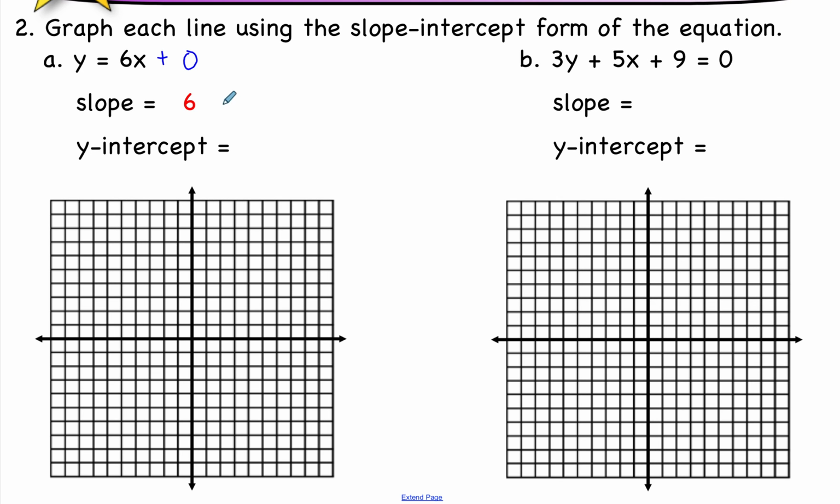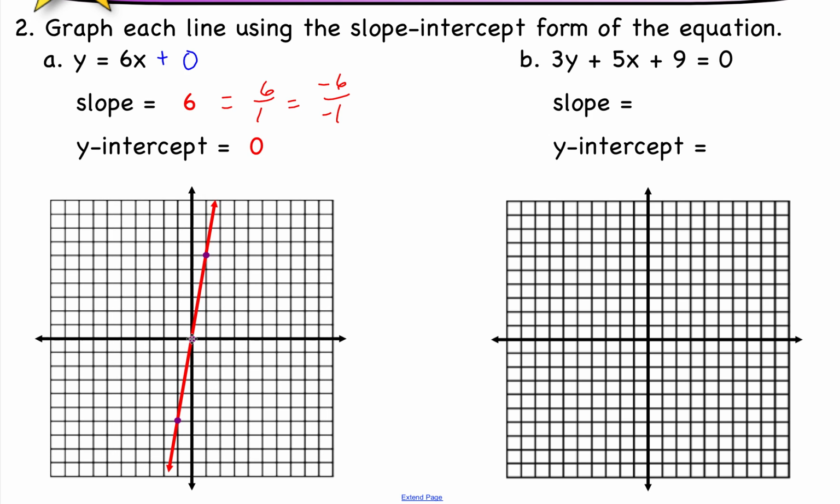Well, we always want to write the slope as a fraction. We need two numbers, so we can write it as 6 over 1, or we could write it as negative 6 over negative 1. That also gives us a positive value of 6. Our y-intercept is 0. So we always start from the y-intercept, so 0, 0 is our y-intercept.